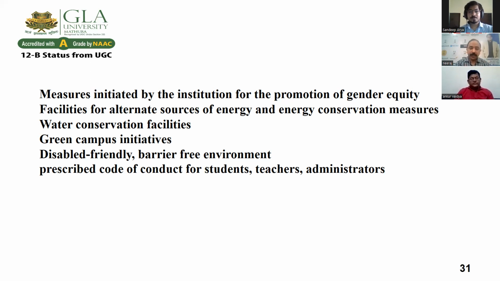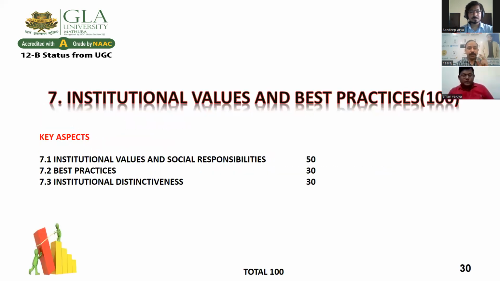Apart from these things, in criteria number 7, we have the best practices. Best practices means something unique that is being followed by the HEI. So you have to report 2 best practices in criteria number 7, as discussed in 7.2, which carries 30 marks. Again, it's qualitative, not quantitative. They are asking for a write-up about the 2 best practices initiated by the HEI.